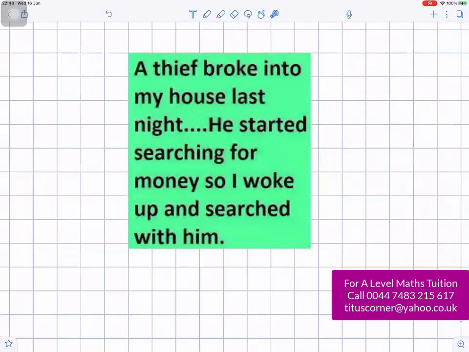A thief broke into my house last night. He started searching for money, so I woke up and searched with him.